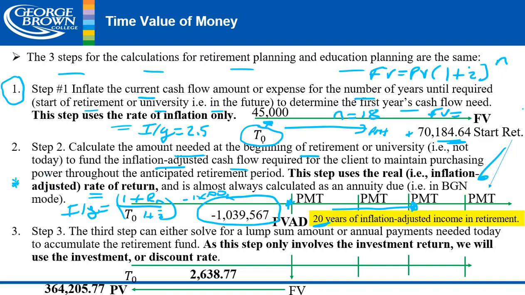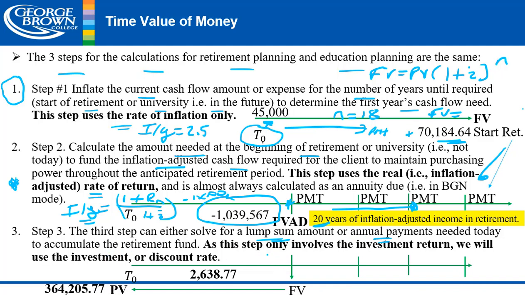Okay, so that's important. Step number 2, the discount rate is a real inflation-adjusted rate of return. So that's going to equal, you see just over $1 million here, $1,039,567 to fund 20 years of payments, where the payments are coming out at the beginning of the year. So the last step, number 3, is we can solve either for a lump sum amount that we want today or annual payments needed today to accumulate the retirement fund.